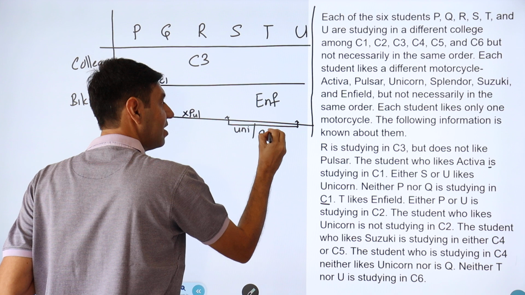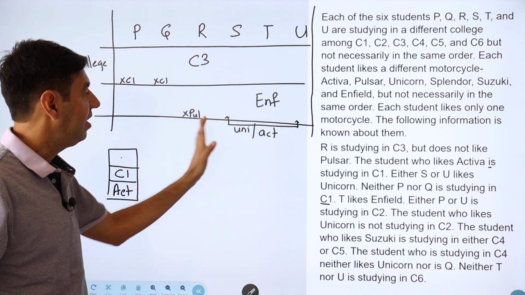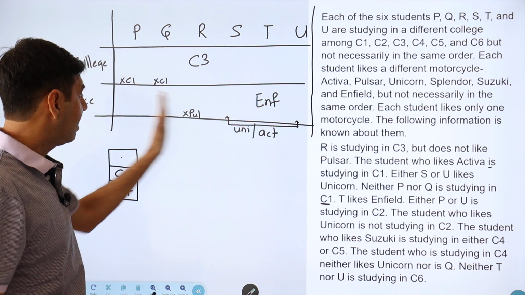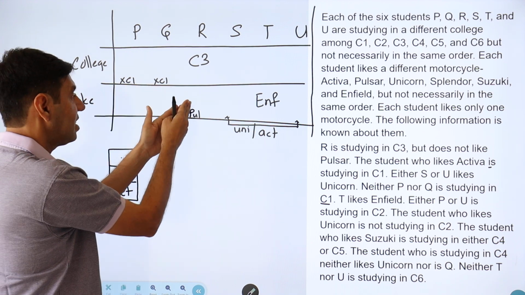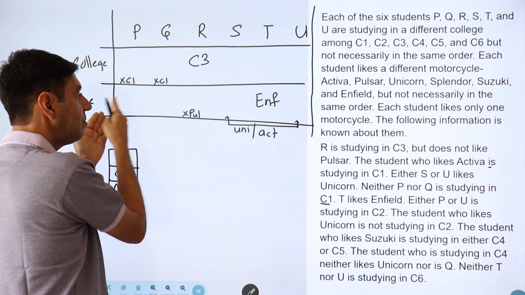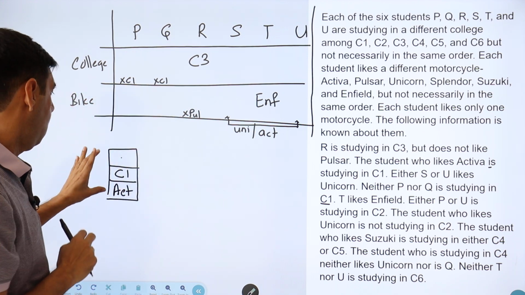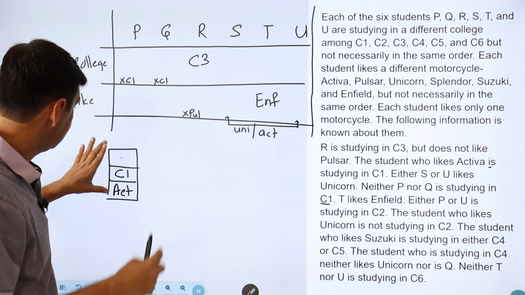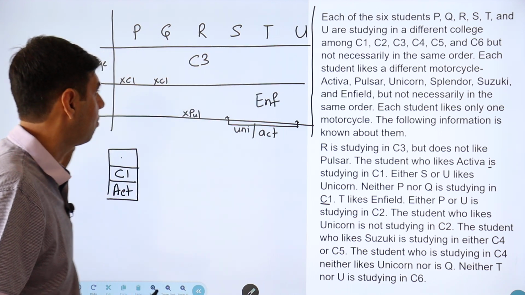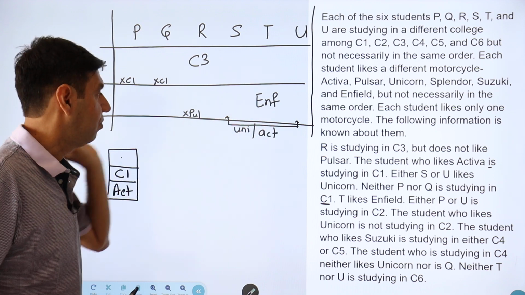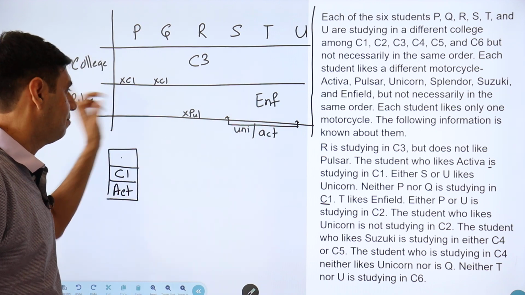So these are Activa. So I have Enfield, unicorn, Activa. The other three will be here. Pulsar cannot be here. So pulsar has to be in one of these two. Okay, so I've got two conclusions. This block will be either with S or U. Once I get that, the unicorn and Activa will also be placed and pulsar is here.